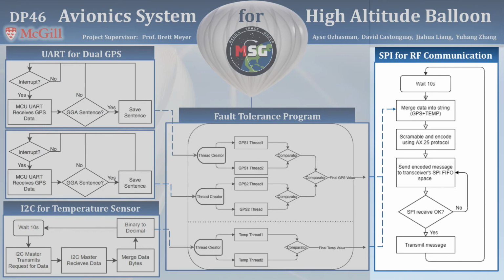After waiting a certain amount of time, the communication thread will compute the encoded message of the latest GPS location and temperature data, and will send the message through the RF system.